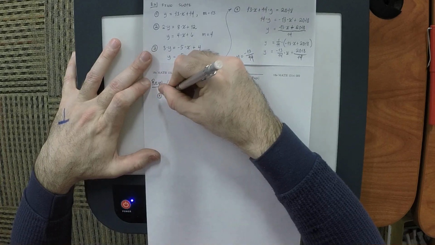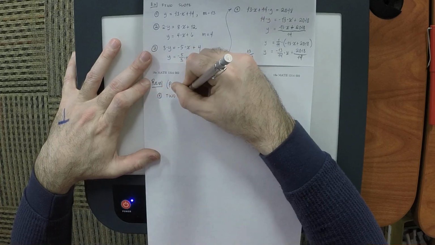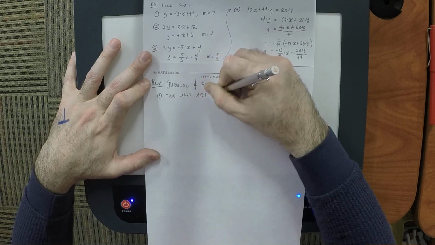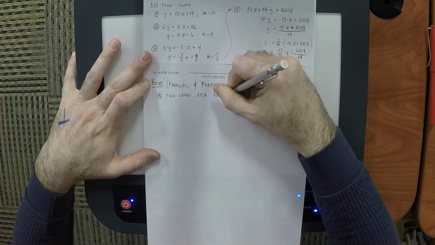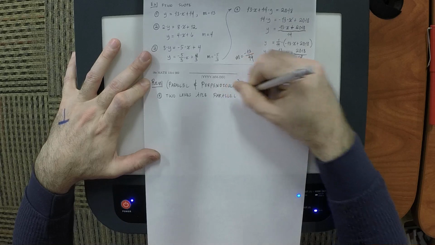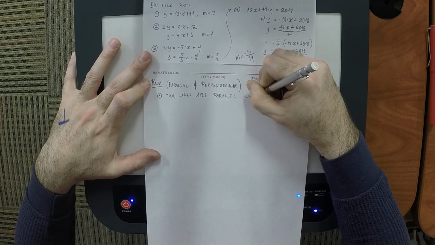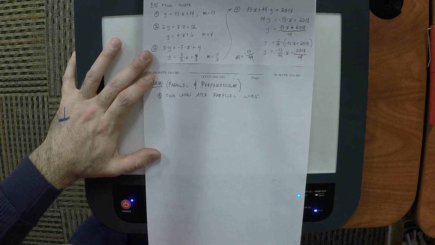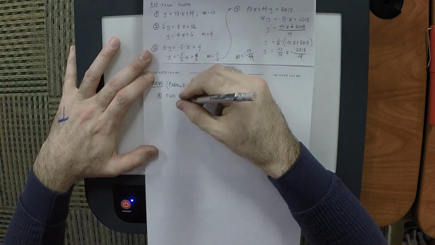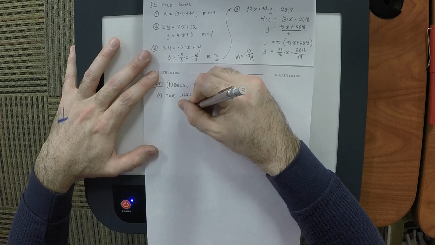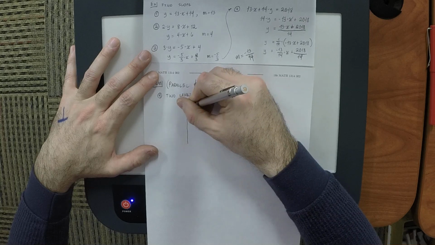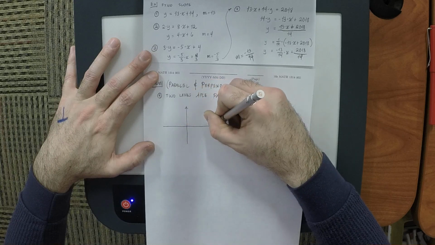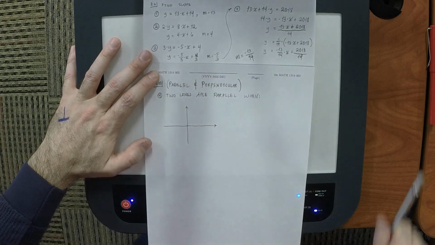Two lines are parallel when... so there's two different possibilities. The first possibility is the one that most students think of, and they're not surprised by it.